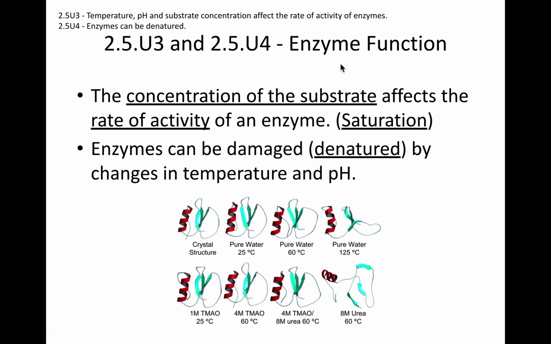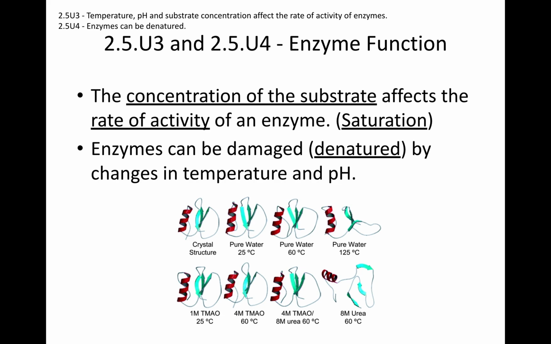Our next understandings, there are two here. Temperature, pH, and substrate concentration affect the rate of activity of enzymes. And also, enzymes can be denatured. So let's talk about that. The concentration of a substrate, meaning how much of a substrate might be in a solution, for example, can affect the rate of activity of an enzyme.